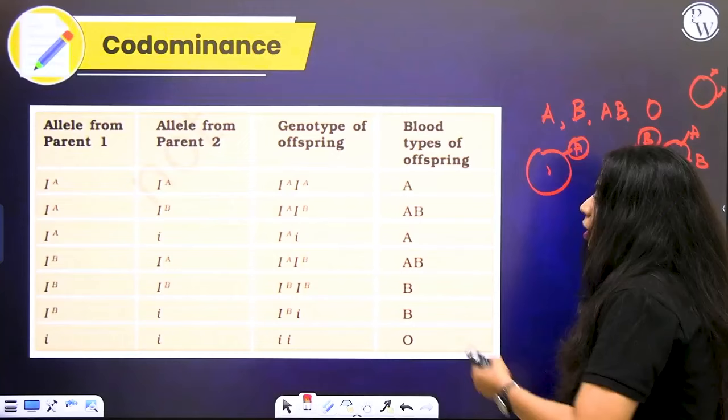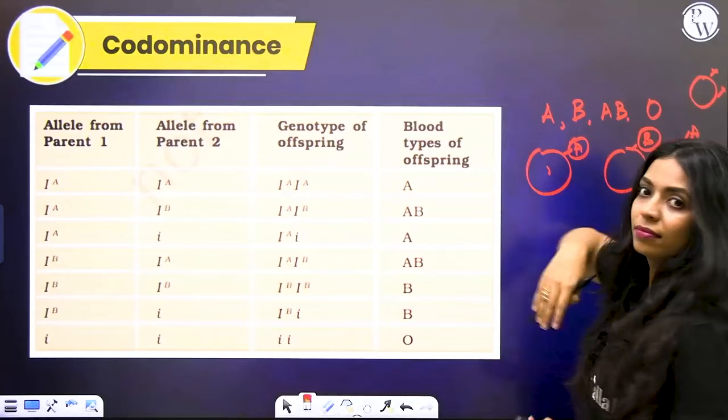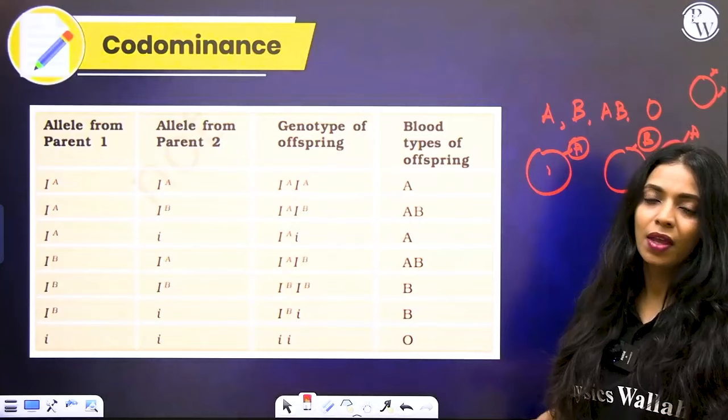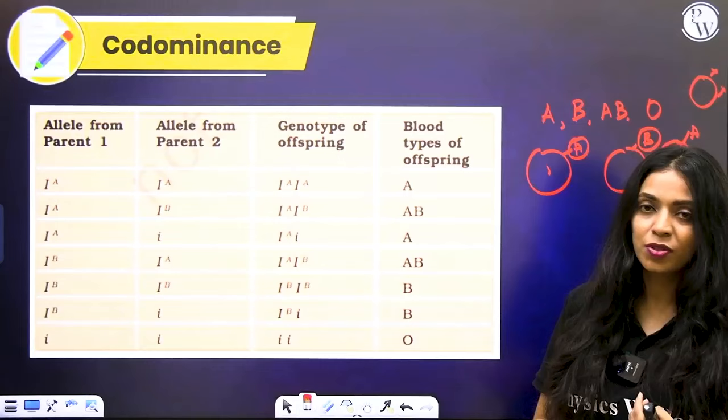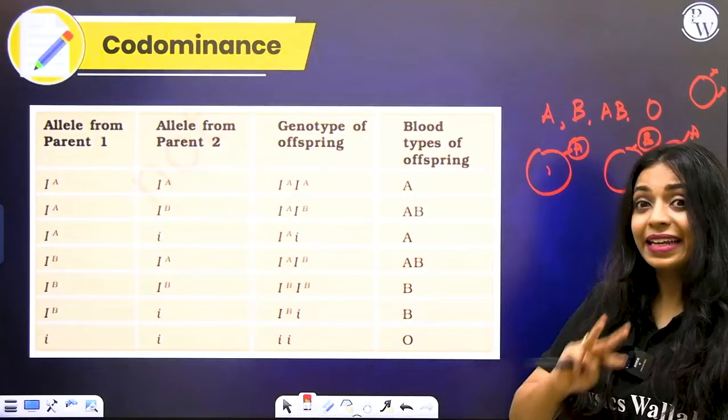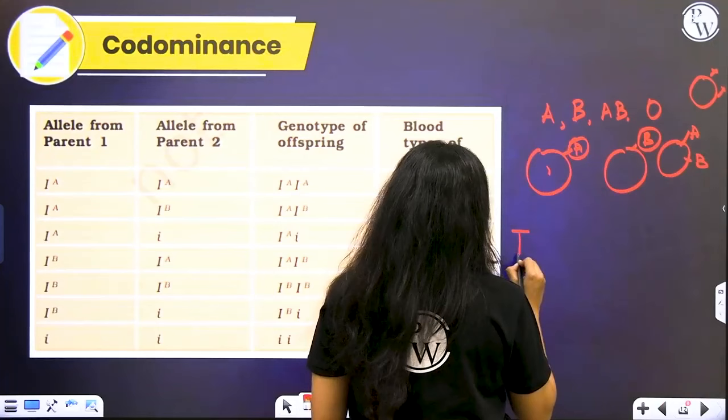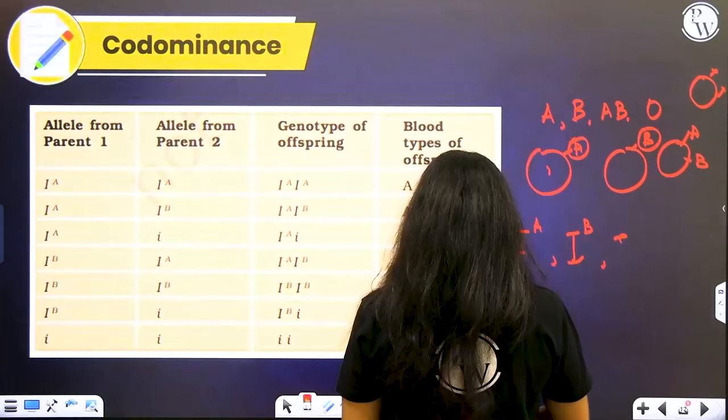Now, for the production of these sugars A, B, AB, we have certain genes in our body. One gene we receive from the mother, one we receive from the father. So, this blood group is also controlled by a gene which has two alleles. There are three different types of alleles for blood groups. They are I^A, I^B, and lowercase i. The alleles are three in number.